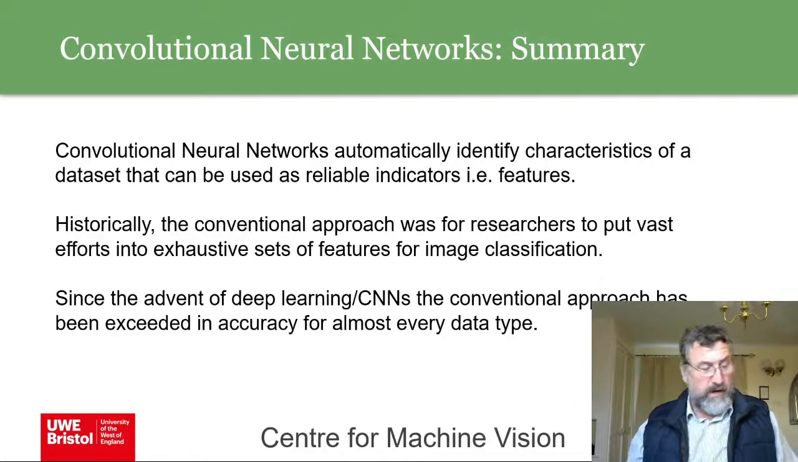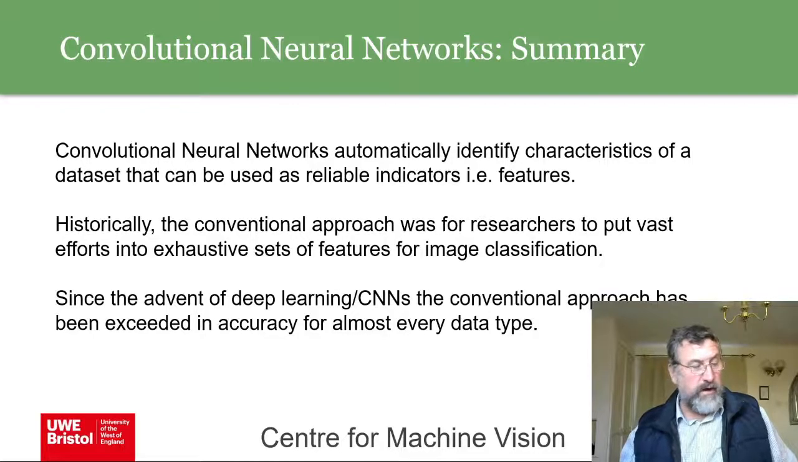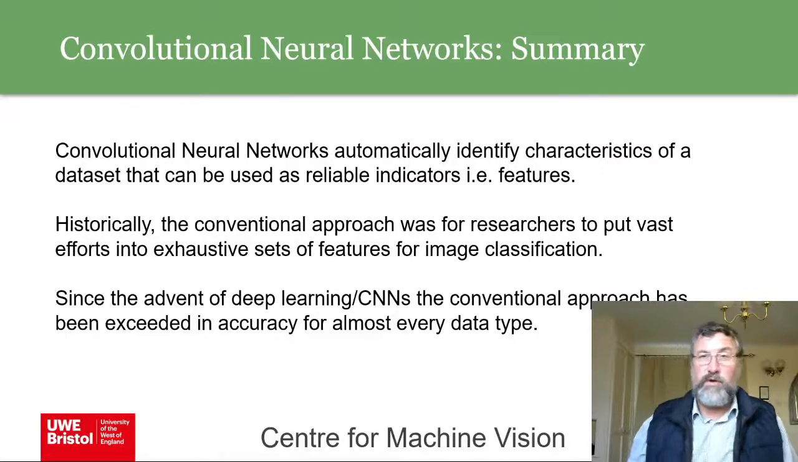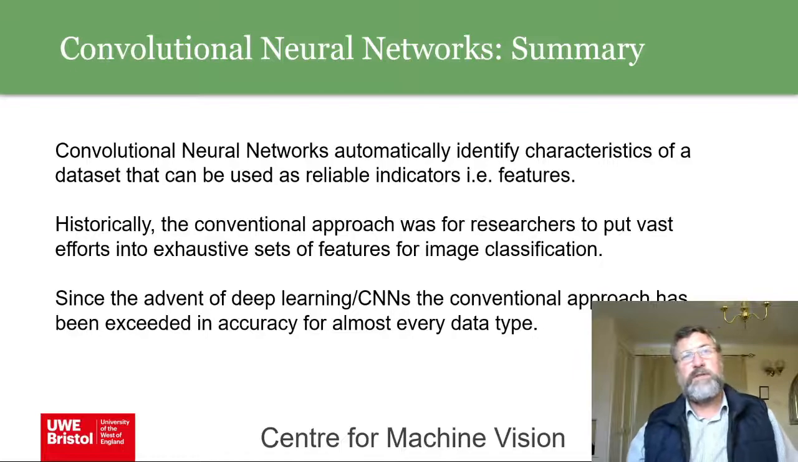We might be able to do that, but it would probably be a lot of work, and there's no guarantee that we'll get the feature exactly right. So the great advantage of CNNs is that this is done automatically. There isn't much question, it's bound to be right, because the system itself is finding that this feature is indicative of the characteristic we're interested in. Since the advent of deep learning CNNs, the conventional approach has been exceeded in accuracy for almost every data type. This is why it's such a great breakthrough.